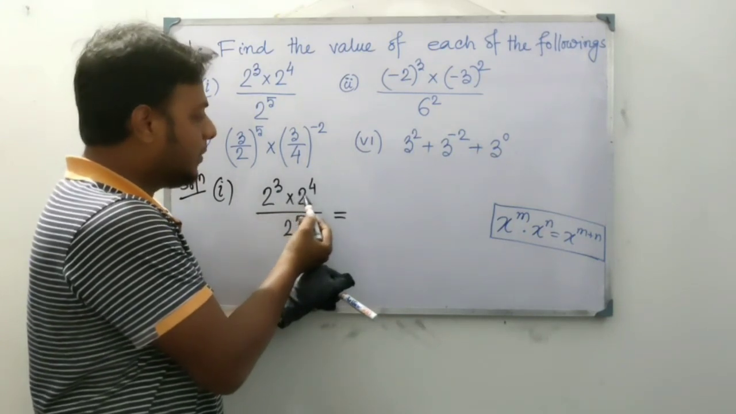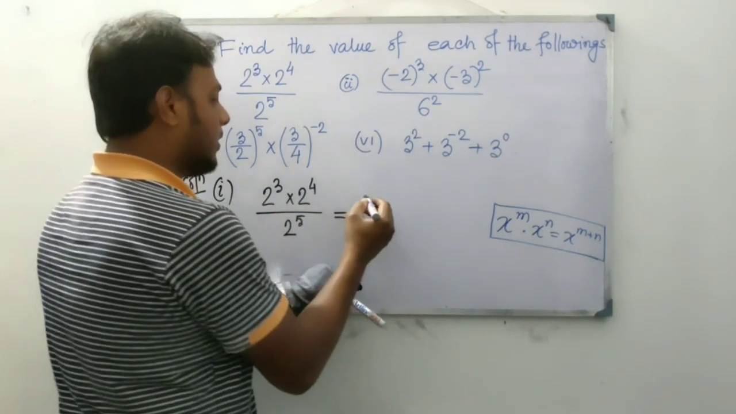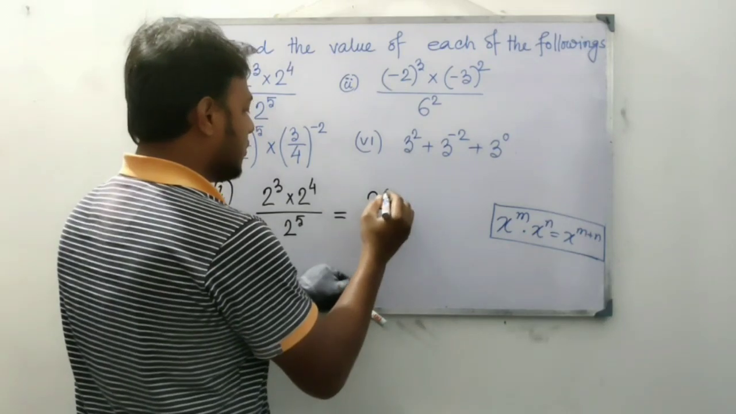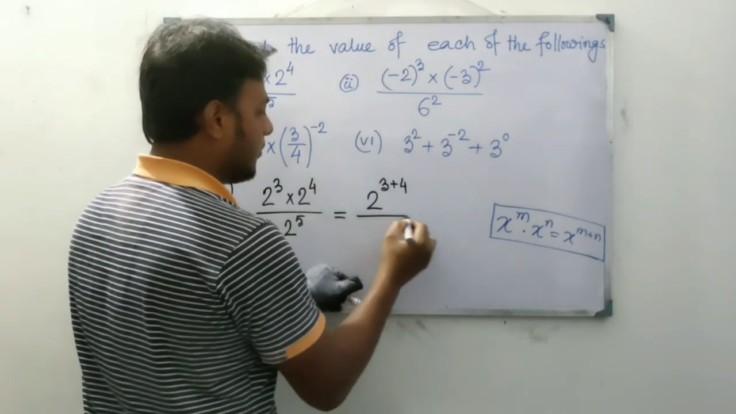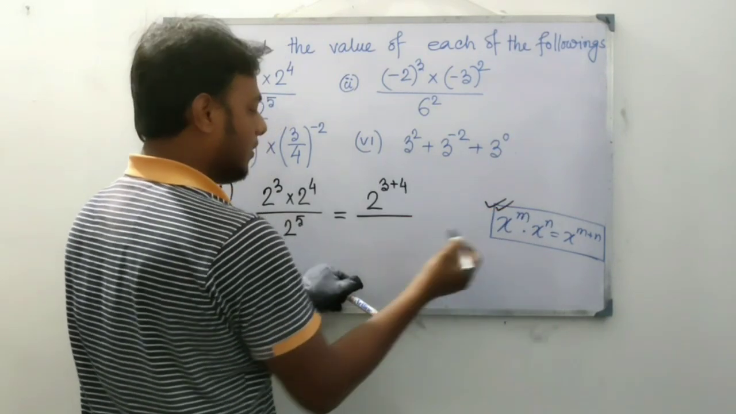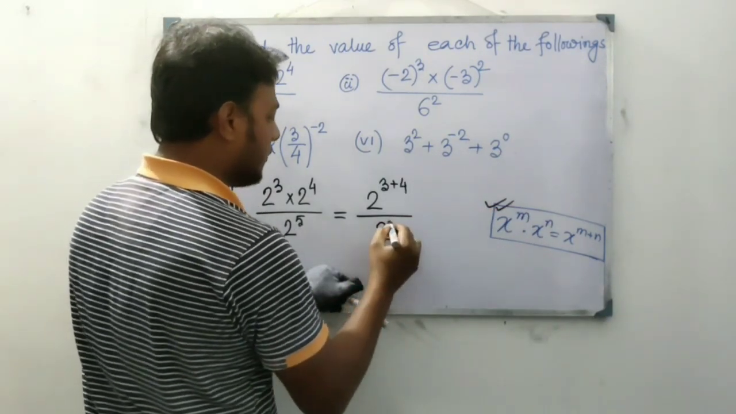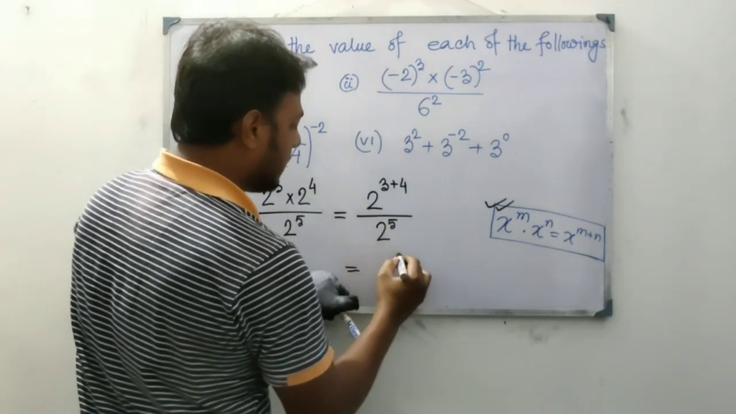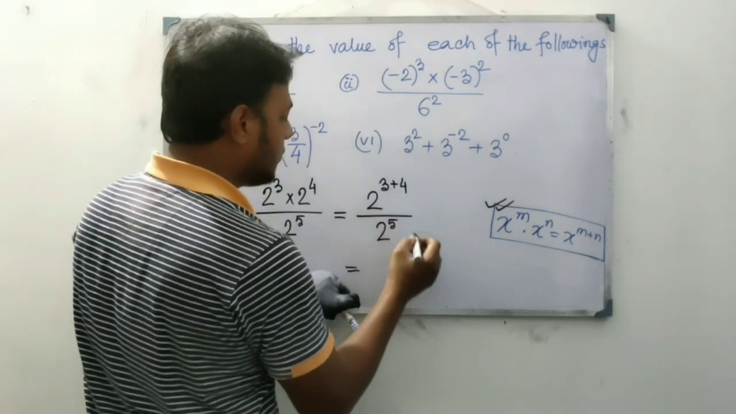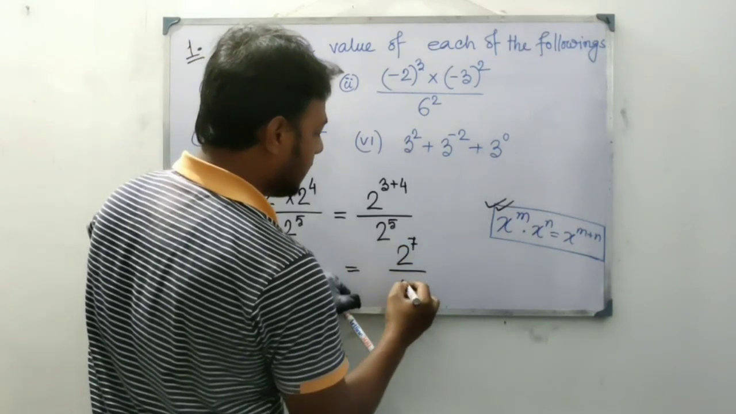Since multiplication is there, we have to add the powers. So in the numerator we can write 2 to the power 3 plus 4 by this law, and in the denominator 2 to the power 5. The numerator, 2 to the power 3 plus 4, means 7, so it is 2 to the power 7 by 2 to the power 5.